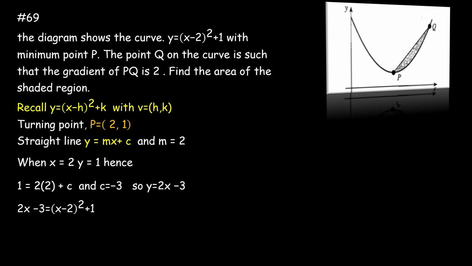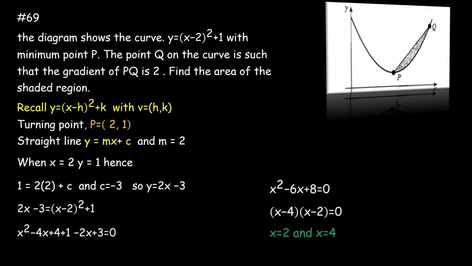So we can do some expansion using the FOIL method, bringing like terms together and then simplifying. We're going to have x squared minus 6x plus 8 equal to 0. Simplifying that by factoring, we'll have x equal to 2 and 4. Okay, perfect. It means that P is at 2 and Q is at 4, and those are strictly the x values, right? So we can now integrate with respect to x.